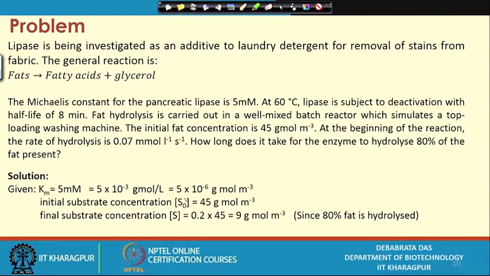Anyhow, the concentration is coming about 5 into 10 to the power minus 6 gram moles per cubic meter, and H0 is 45 gram mole per cubic meter, and so 80% substrate is converted, so 20% is remaining, so 0.2 into 45, it is coming about 9 gram mole per cubic meter.